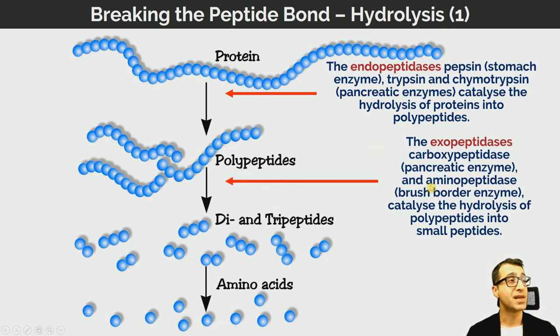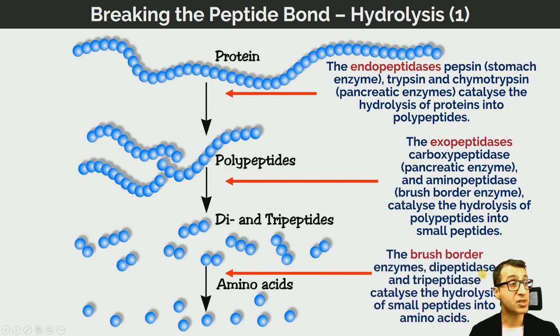And then you get exopeptidases, which can be carboxypeptidases, which break the peptide bonds from the carboxylic acid end of the polypeptide, or you can have aminopeptidases, which break the peptide bonds from the amino end of a polypeptide molecule. In either case, these are enzymes which are distinct from the endopeptidases in that they break bonds at the extreme ends of a polypeptide. Examples of carboxypeptidases are pancreatic enzymes, and also you have brush border enzymes, which are aminopeptidases. Again, these catalyze the breaking up of these peptide bonds to release smaller di- and tripeptides, and ultimately the brush border enzymes dipeptidases and tripeptidases will break down the remaining peptide bonds in the dipeptides and the tripeptides to release the individual amino acids.